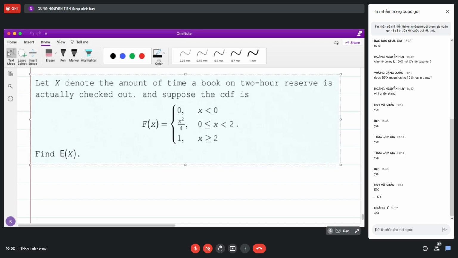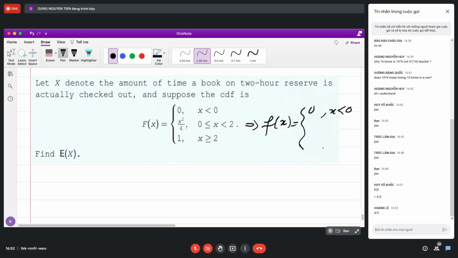Okay, so in order to solve the problem, you need to find the letter f first, right? And from here, I can conclude that f is equal to 0 if x is negative, and 0 if x is more than 2, and then you get x over 2 if x is between 0 and 2. Then the mean of x is simply the integral from 0 to 2. I don't need to integrate from minus infinity to 0 or from 2 to infinity, because the density function is always 0 in those intervals.